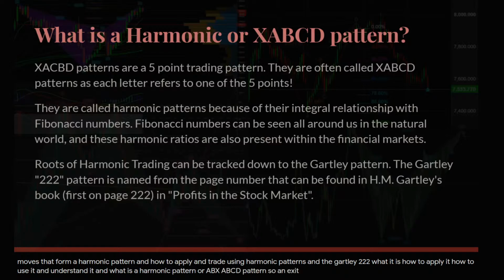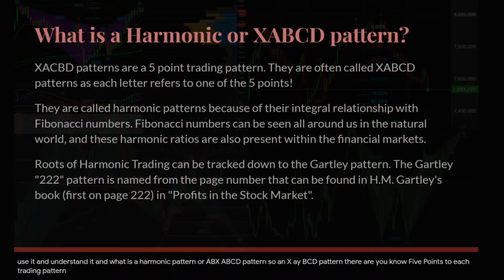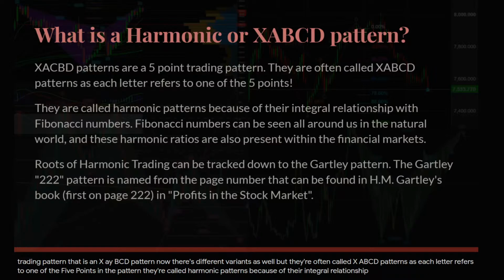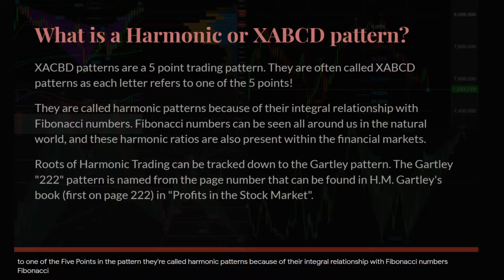So an XABCD pattern, there are 5 points to each trading pattern that is an XABCD pattern. Now there's different variants as well, but they're often called XABCD patterns as each letter refers to one of the 5 points in the pattern. They're called harmonic patterns because of their integral relationship with Fibonacci numbers. Fibonacci numbers can be seen all around us in the natural world, and these harmonic ratios are also present within the financial markets. And as we can see, we often say that it is a nature over nurture matter.